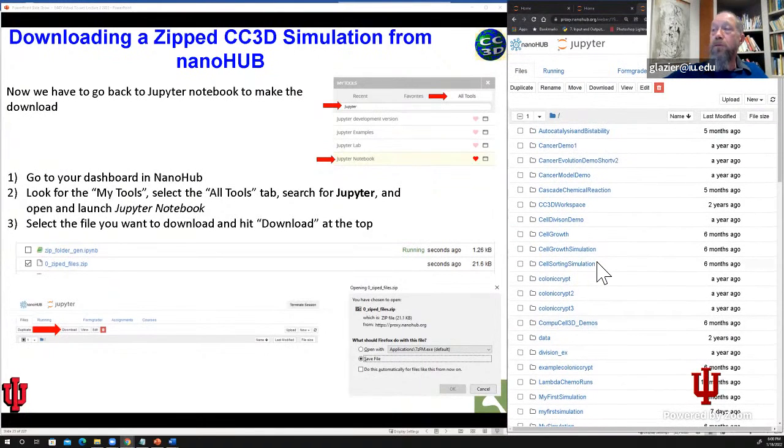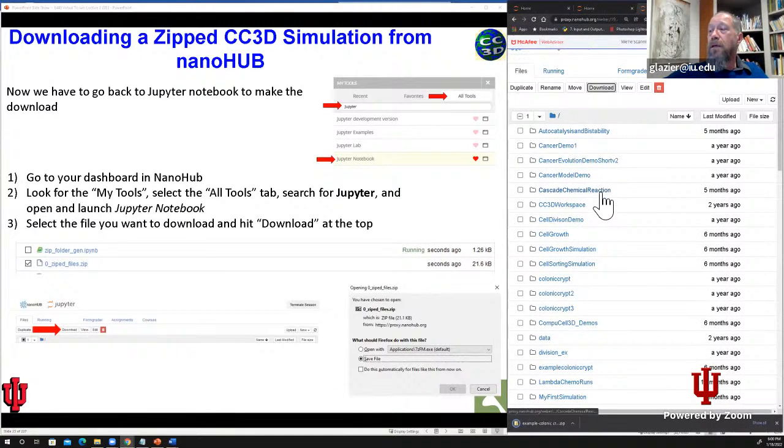Go up to the top. Your workspace will be a lot more empty than mine. Click download, and it'll download it to my downloads folder.